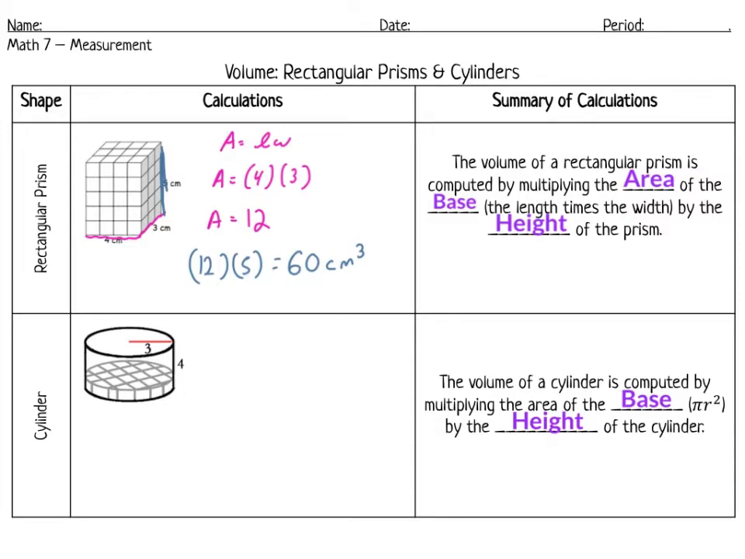Now let's try the same trick with our cylinder. Again, we're going to start by finding the area of the base. So in this case, we've got a circular shape. So we need our area formula for circle. So our area formula for circle is pi r squared, which it tells us on both our formula sheet and right here in our notes. So I know that our area formula is pi r squared.